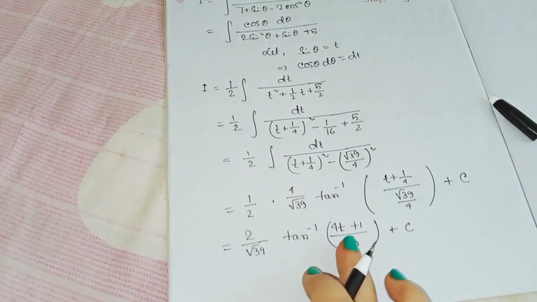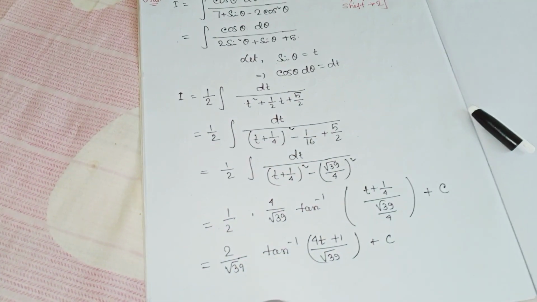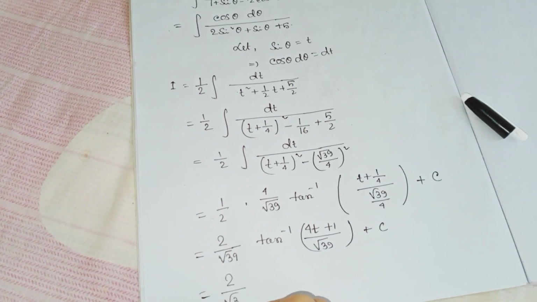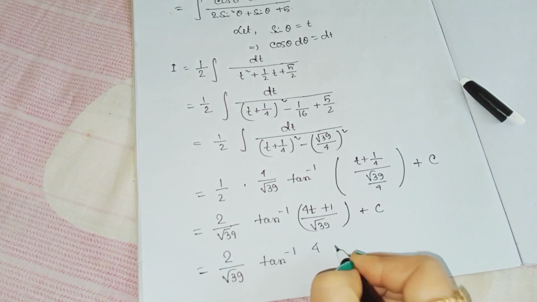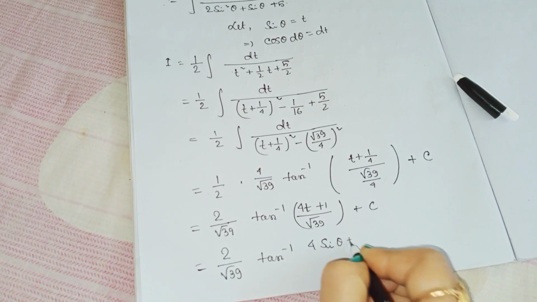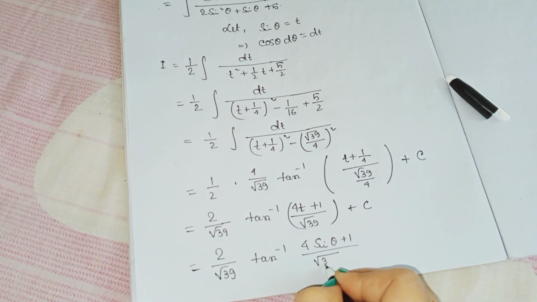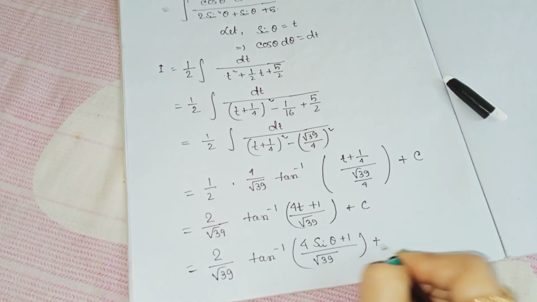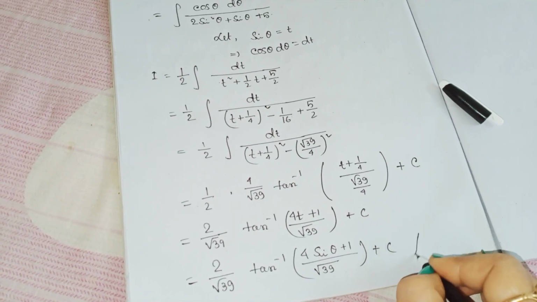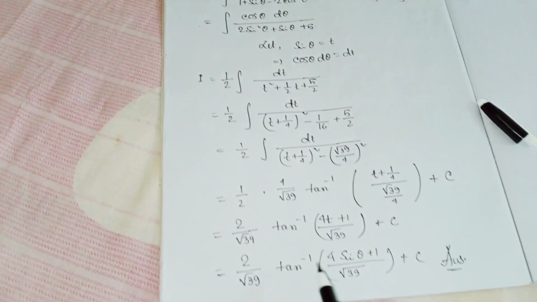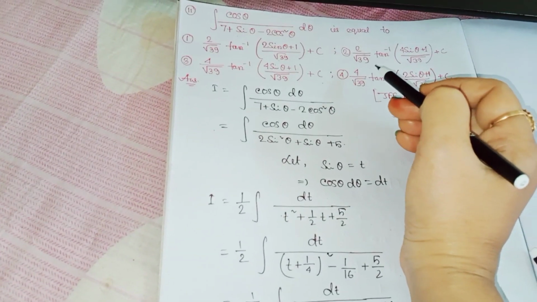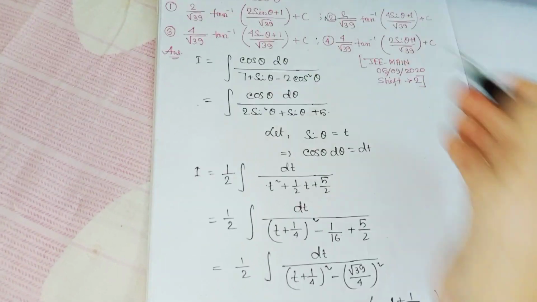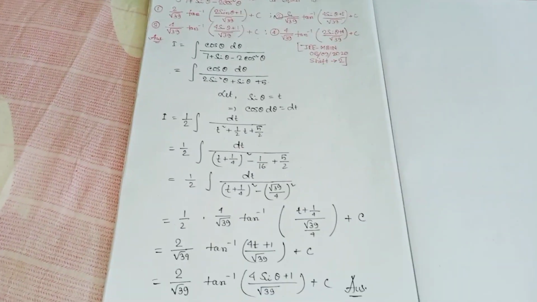So putting the value of t as sin theta, we get 2 by root 39 tan inverse of 4 sin theta plus 1 divided by root 39 plus c, and we reached our required answer, and our required option is 2 by root 39 tan inverse of 4 sin theta plus 1 by root 39. So option 2 is our correct choice. So here is the whole solution.